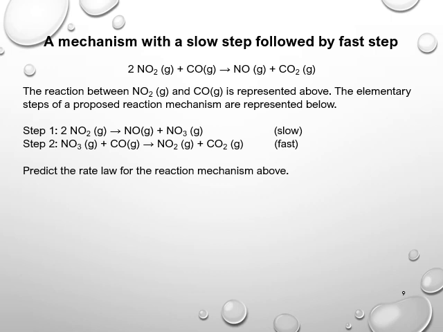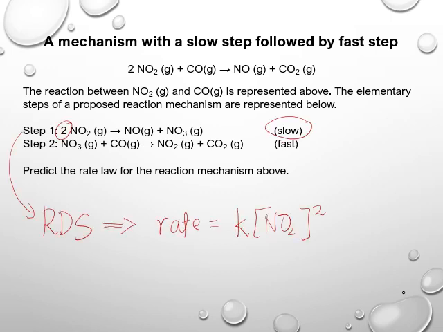Since the first step is the slowest and the entire reaction must wait for it, it will become the rate determining step. For example, let's consider this reaction between nitrogen dioxide and carbon monoxide. The elementary steps of the proposed reaction mechanism are represented as the following. Since the first step is the rate determining step, RDS, the overall reaction rate for this reaction is given by this step.